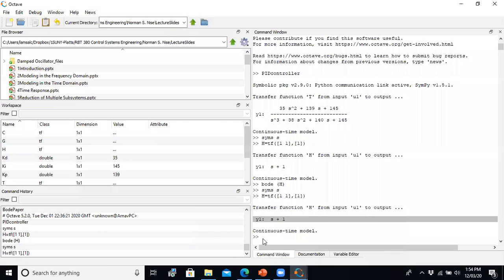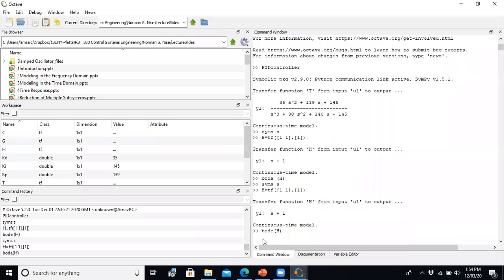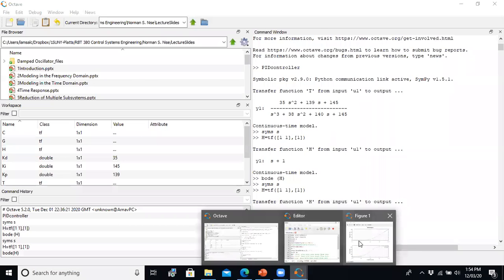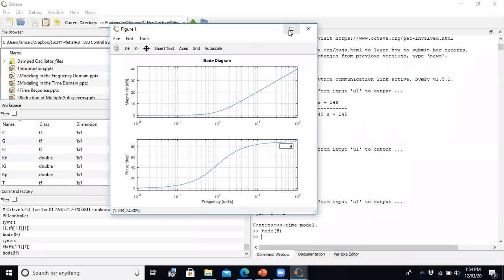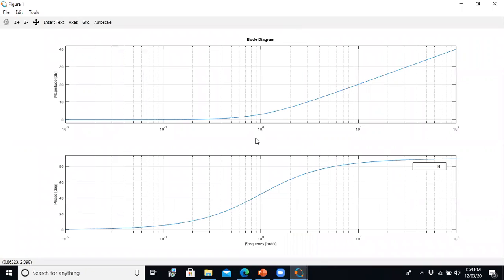So Bode, simply do Bode of H, because we already defined our H. Now if you do that, then you will see the Bode plot. Ta-da! This is the magnitude, this is the phase.